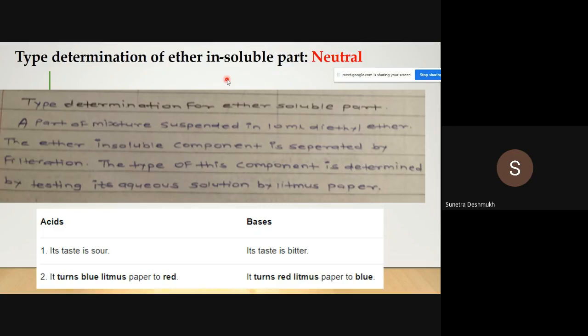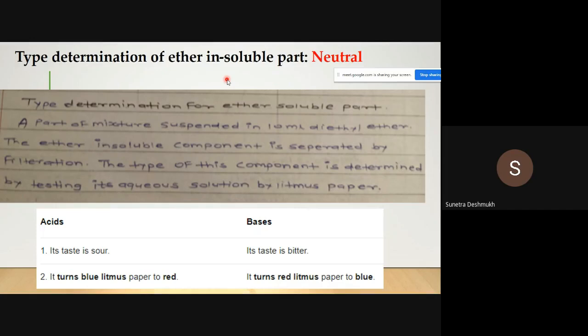That means, from the solubility test you did just before, when you added ether, you got a little bit of insoluble solid in your test tube. So take that test tube and filter it through the filter paper. Then collect that filtrate in the same test tube. After collecting the filtrate, your insoluble part remains on the filter paper.